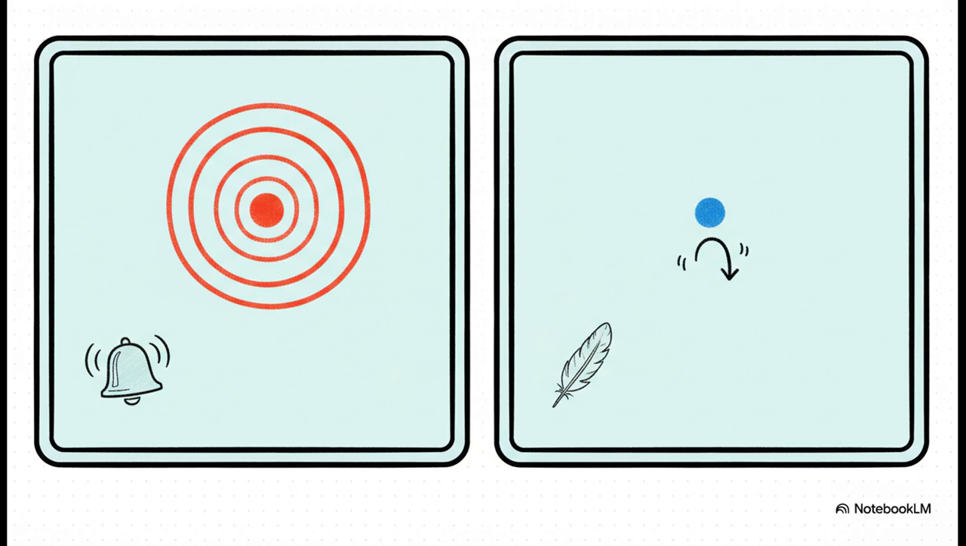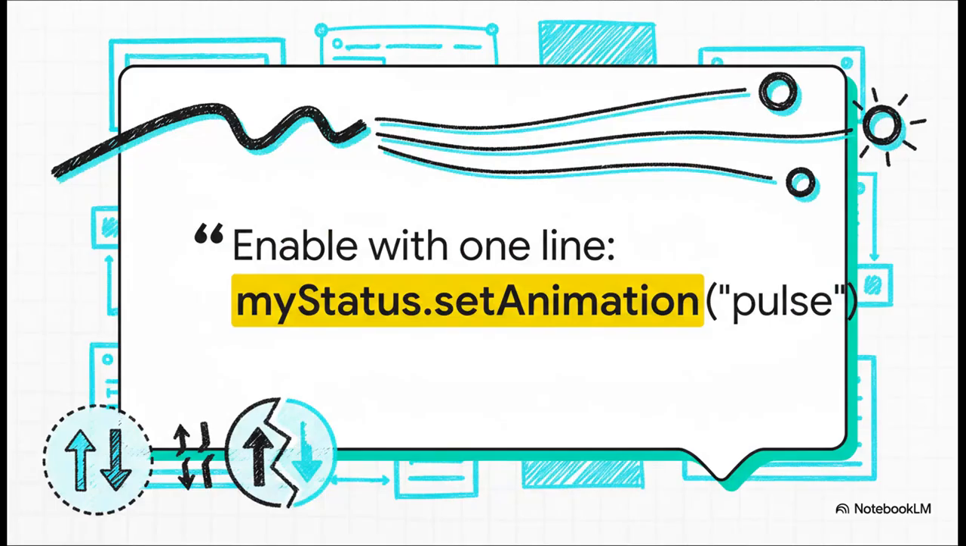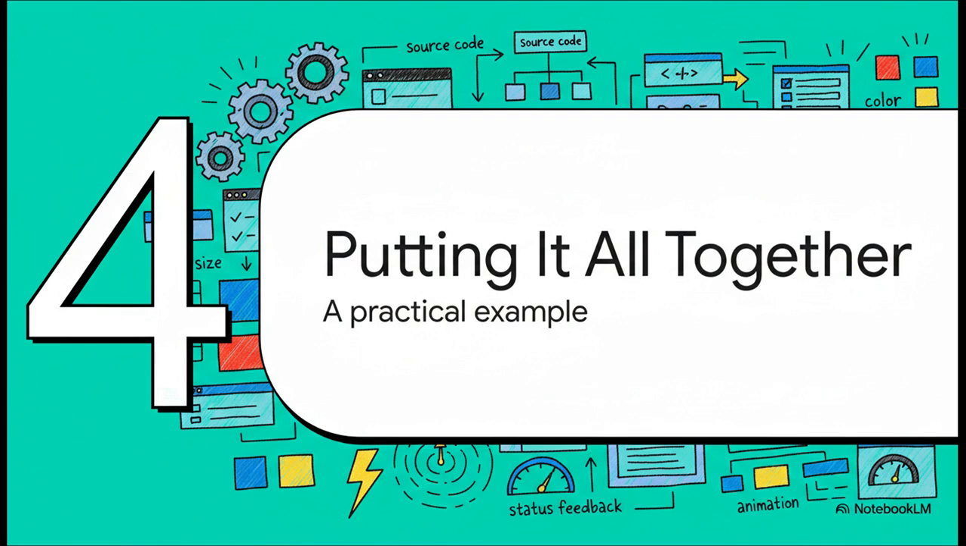Then there's bounce, which is much more chill, a gentle up and down movement. That's great for things like, you've got a new message. And I'm starting to sound like a broken record here, but look, it's one line of code. That's all it takes to get these cool attention-grabbing effects. And of course, you can turn them on or off whenever you need to, depending on what's happening in your app. Okay, so size, color, animation. We've seen all the building blocks.